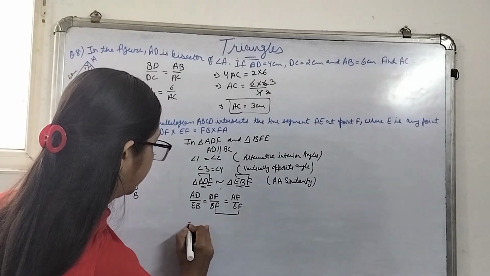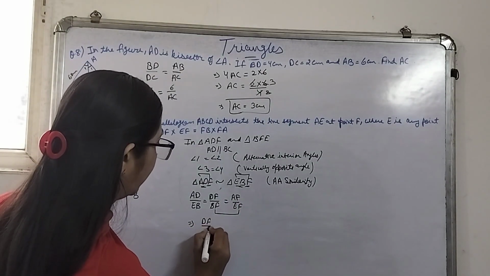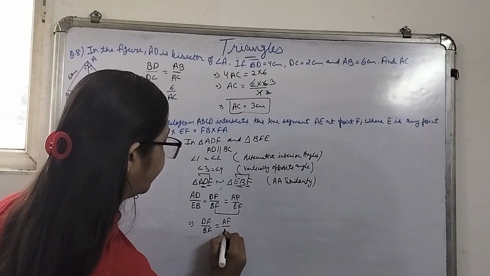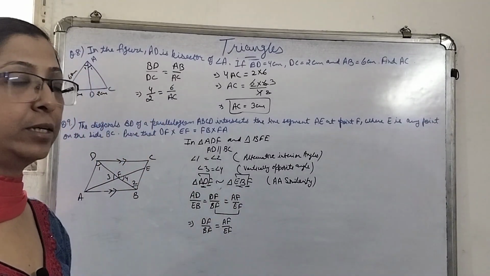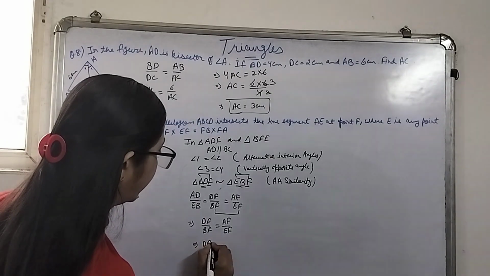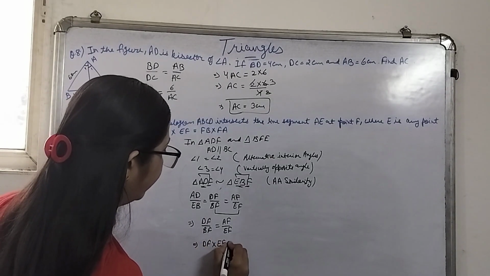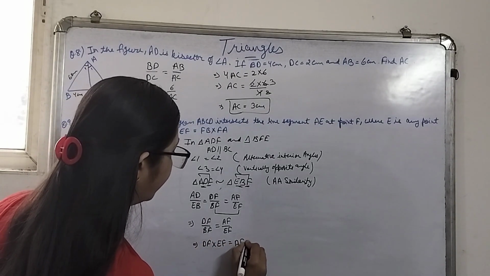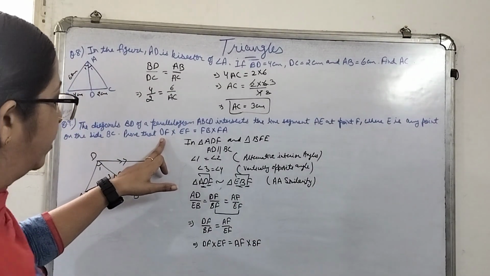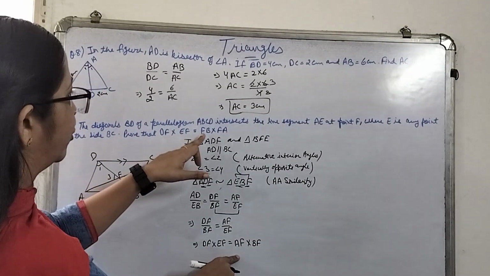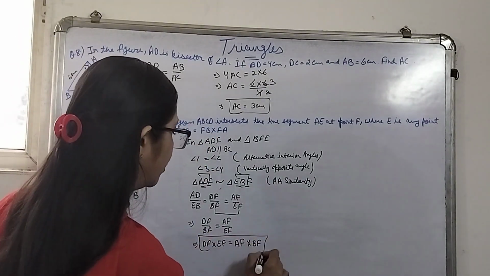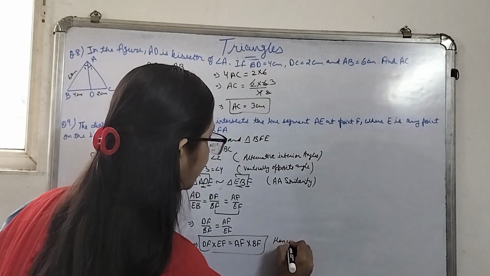If we consider this ratio, we will get our answer. So we take DF over BF equals AF over EF. This ratio we have taken. If we cross multiply, it becomes DF multiplied by EF equals AF multiplied by BF. Just check it out. DF multiplied by EF is equal to AF multiplied by BF. So this was to be proved. Hence proved.